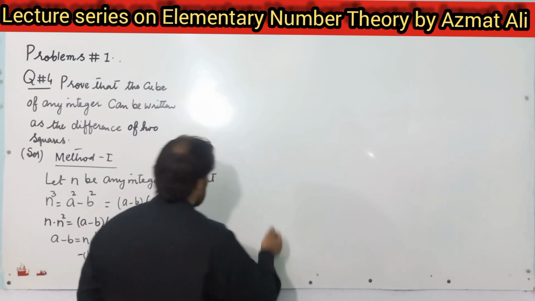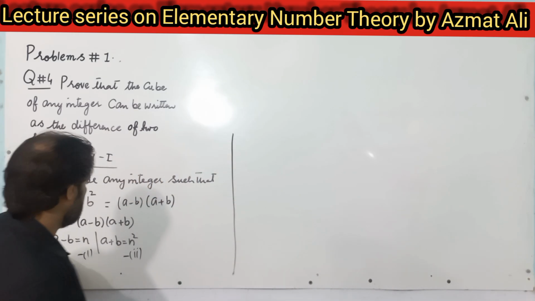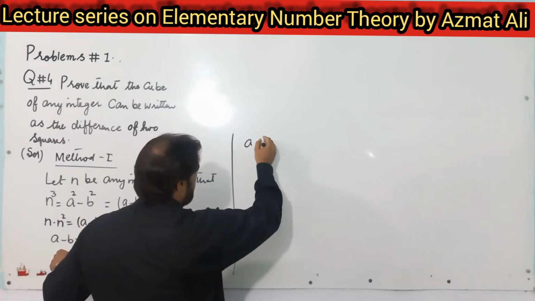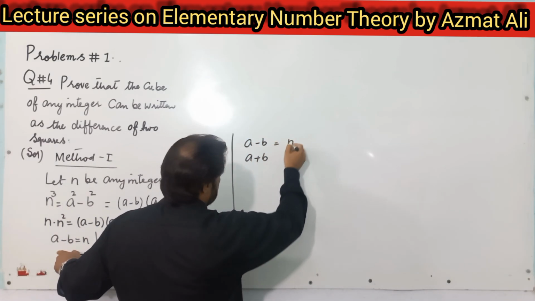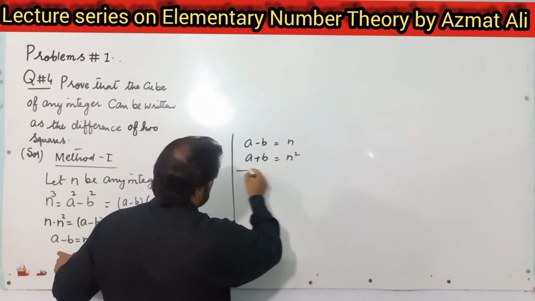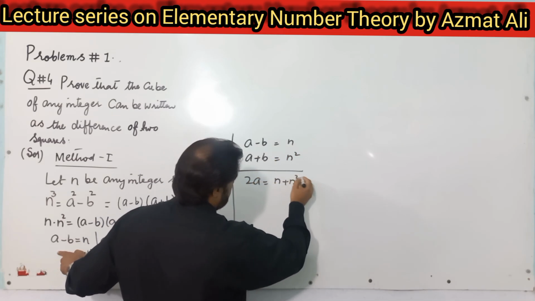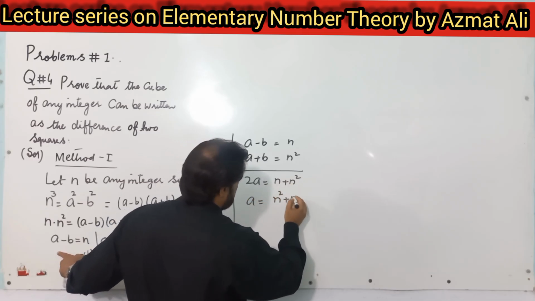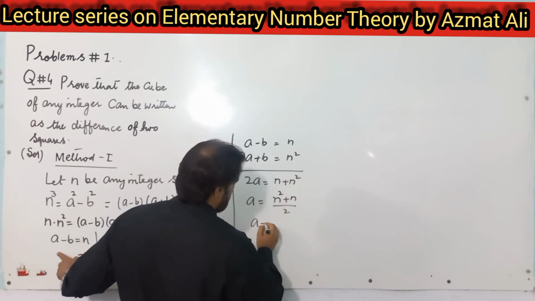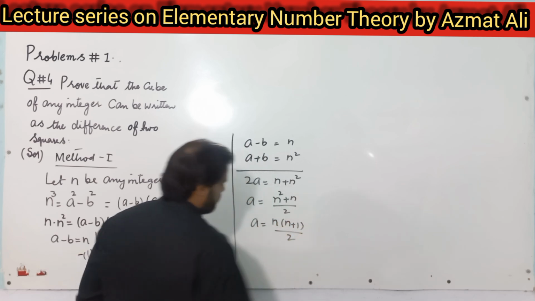Okay. By adding 1 and 2, we have (a minus b) plus (a plus b) is equal to n plus n square. This becomes 2a is equal to n plus n square, and from here a is equal to (n square plus n) by 2. Further, we can write it as n into (n plus 1) over 2.